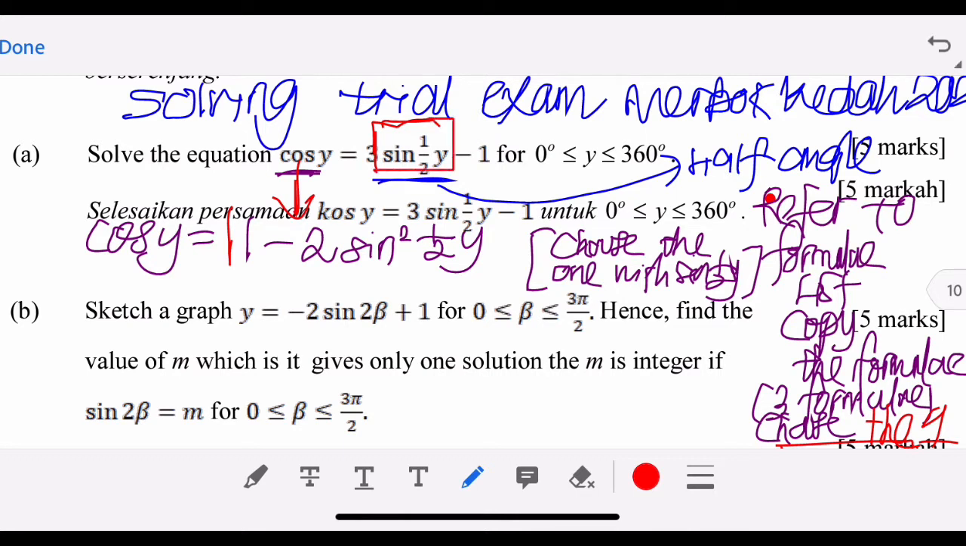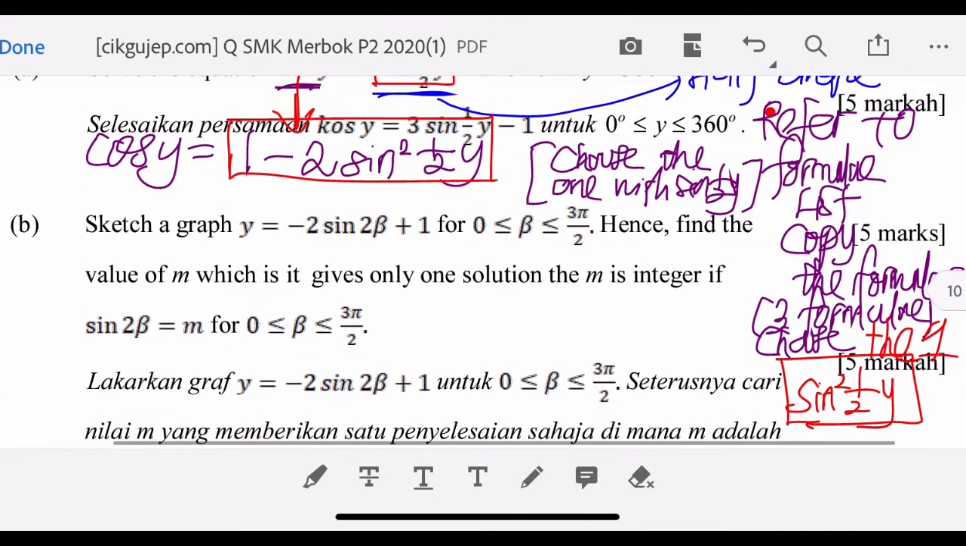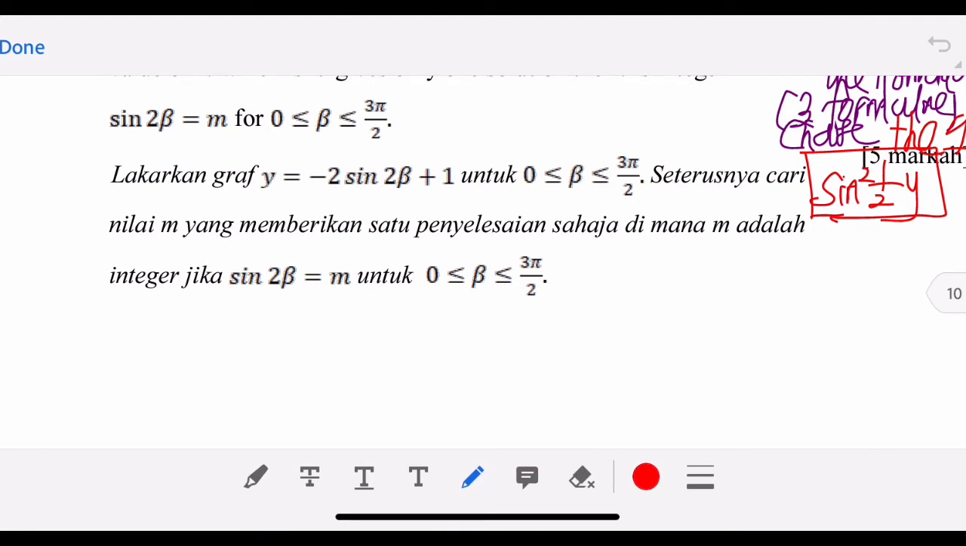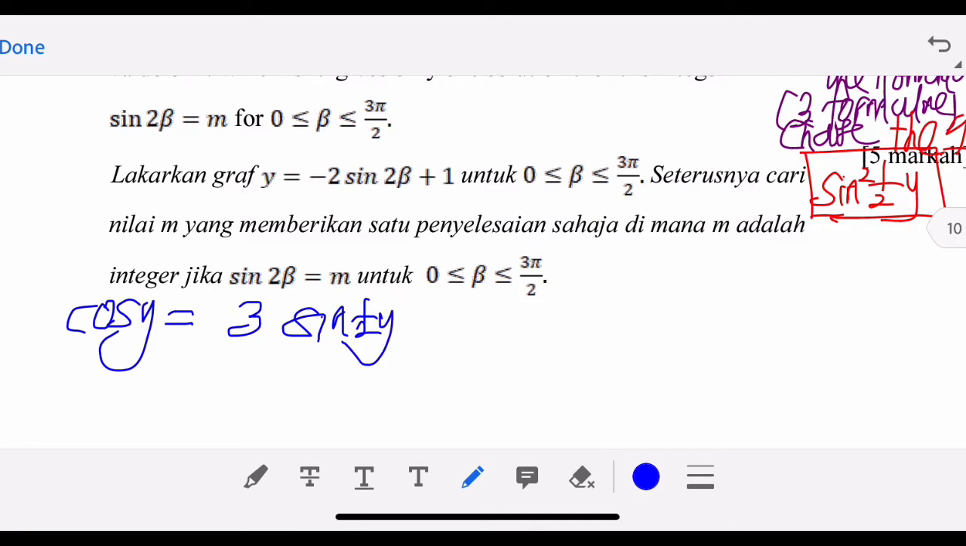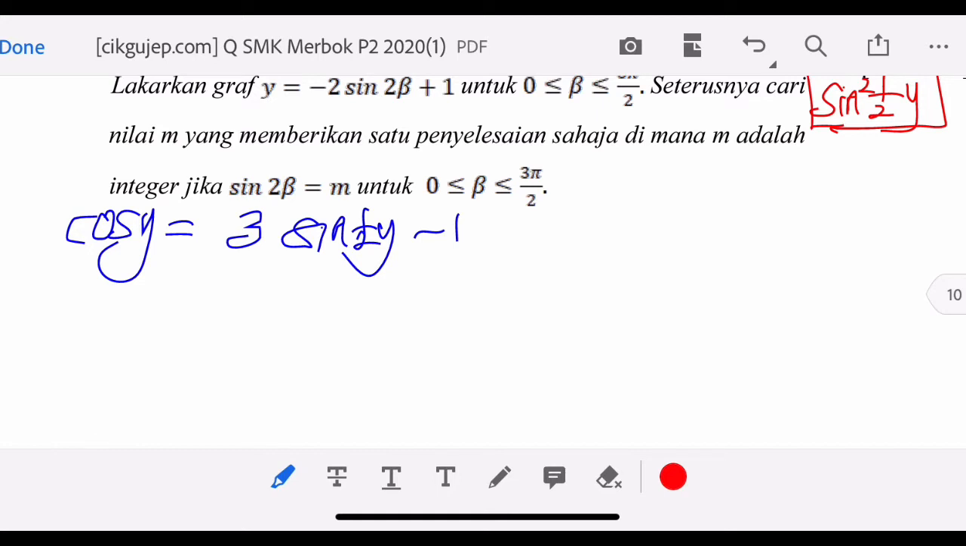So we have the sine half y, right? We must make sure every term is sine half y. So let's substitute carefully into the trigo equation. Let's write down the trigo equation in one sentence and we'll try to solve it. Now you have cos y is equal to 3 sine half y minus 1. This is the equation given by the question, right?